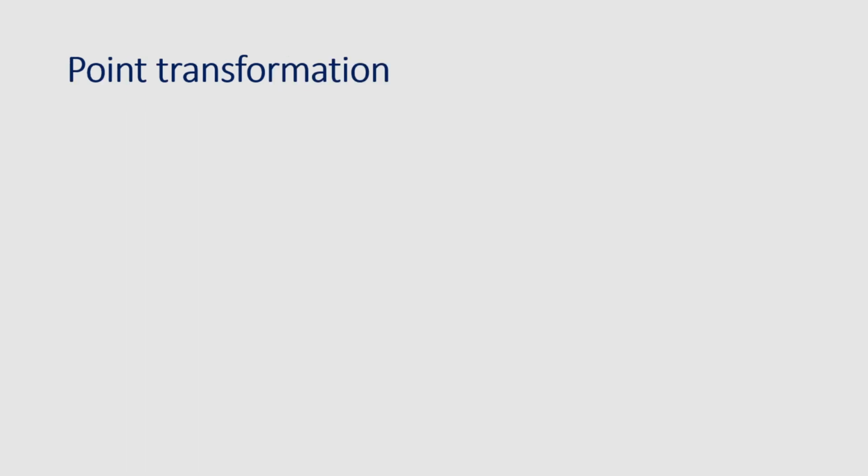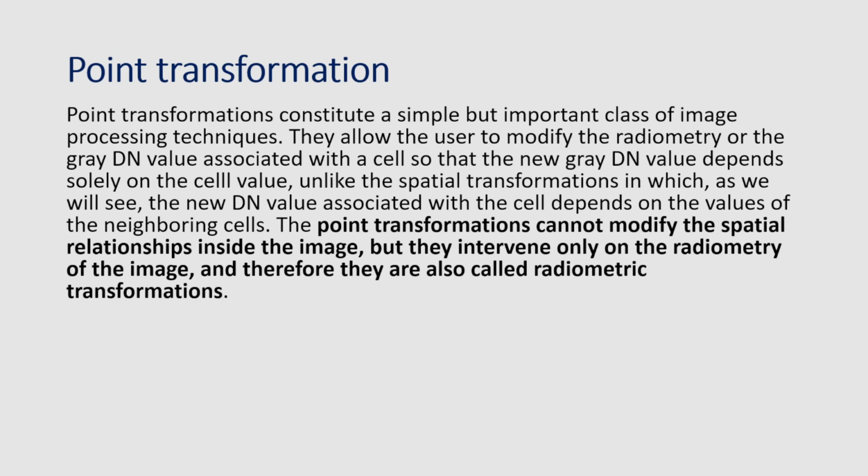Point transformation. Point transformations constitute a simple but important class of image processing techniques. They allow the user to modify the radiometry or the gray DN value associated with a cell so that the new gray DN value depends solely on the cell value, unlike the spatial transformations in which, as we will see, the new DN value associated with the cell depends on the values of the neighboring cells.